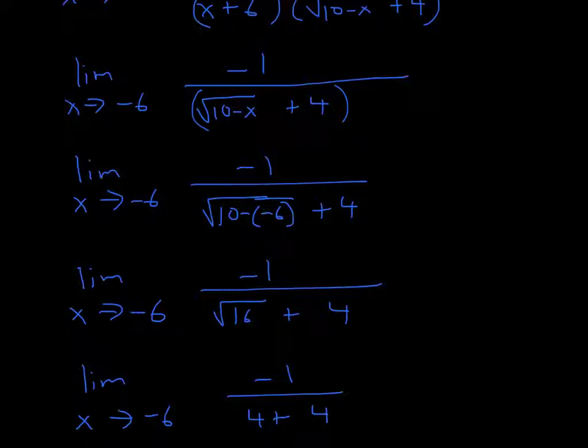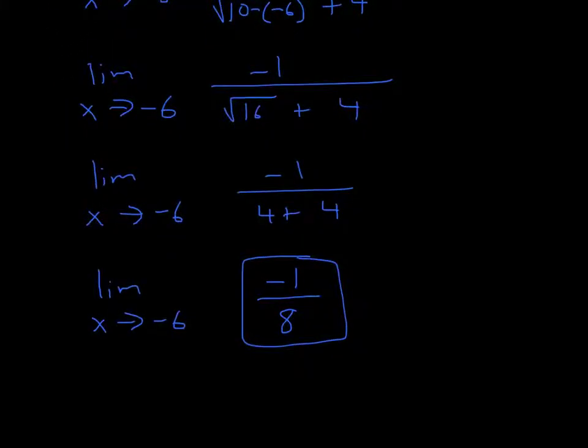So square root of 16 right there. And so you have -1 over square root of 16 plus 4. And then square root of 16 is 4, so -1 over 4 plus 4 is -1 over 8. And that's your answer.